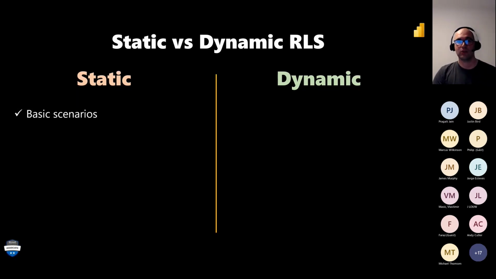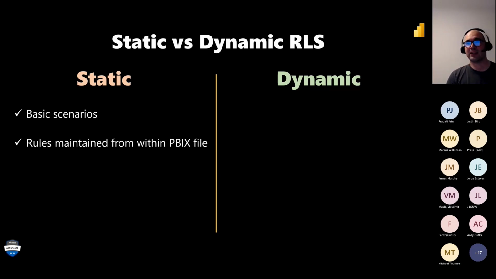This one is useful in basic scenarios when there are not many users, no complex restriction requirements, and access rules are not changing so frequently. You can think of it based on our previous example. So all users from Canada will always be able to see only the numbers from Canada. So it's not changing so frequently. Rules for static row-level security are being maintained from within a PBIX file. That's important to keep in mind.